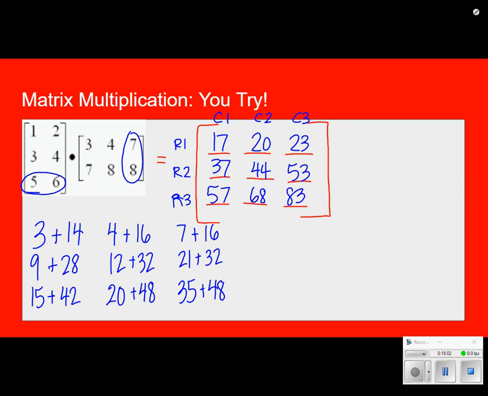So there is my matrix answer where I've multiplied. And you don't need the row ones and the column ones and all of that stuff. You don't even really need to write the sum out, especially if you can do it in your head, but I want you to see where those numbers are coming from.